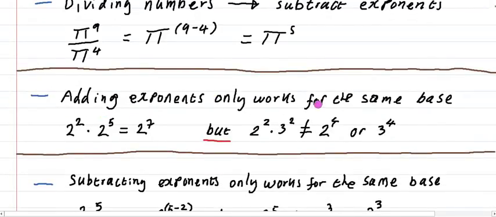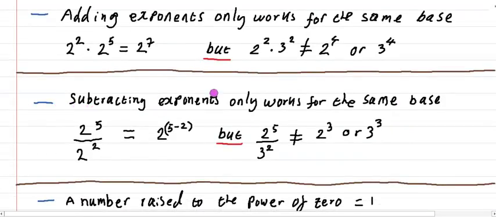Adding exponents only works when you have the same number base. So whilst 2 to the power of 2 times 2 to the power of 5 gives 2 to the power of 7, 2 squared times 3 squared can't be written as a simple power of either 2 or of 3.